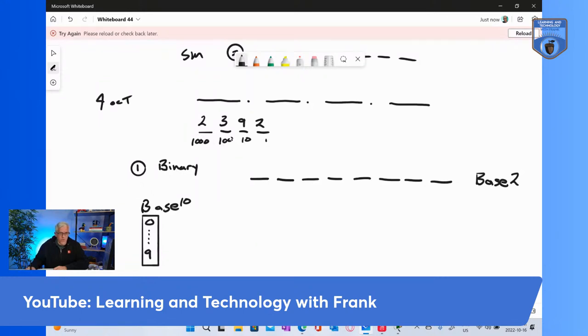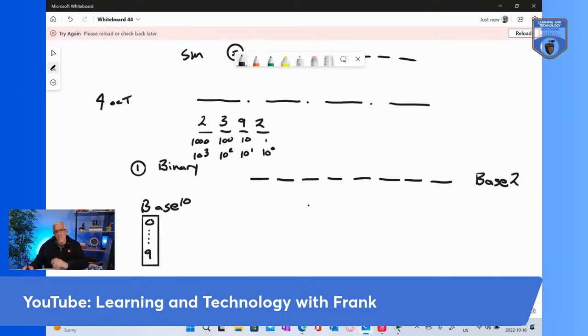Well, really, if you look at it, this is 10 to the power of 0 is 1, 10 to the power of 1 is 10, 10 times 10, or 10 to the power of 2, is 100, 10 times 10 times 10, or 10 to the power of 3, is 1,000. So I could express this as 10 to the power of 0, this as 10 to the power of 1, this as 10 to the power of 2, and 10 to the power of 3. Well, guess what?